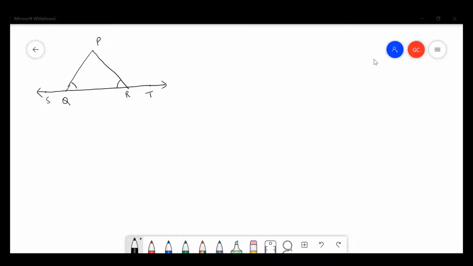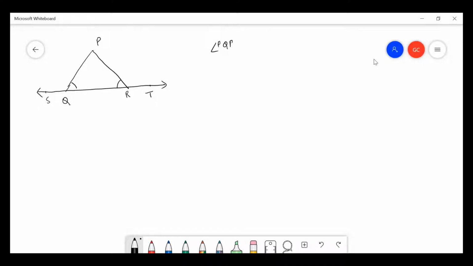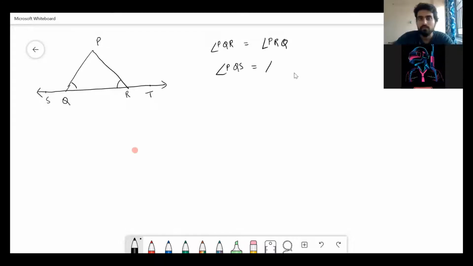Dilruba: Angle PQR is equal to angle PRQ. This is given to us in the question, right? Angle PQR is equal to angle PRQ. All right. Angle PQS is equal to angle PRT. This is something which we have to prove. So I'm going to write "to prove" as it is, and this thing I can write as given. This is given to me.